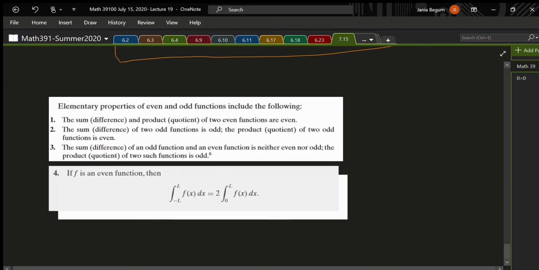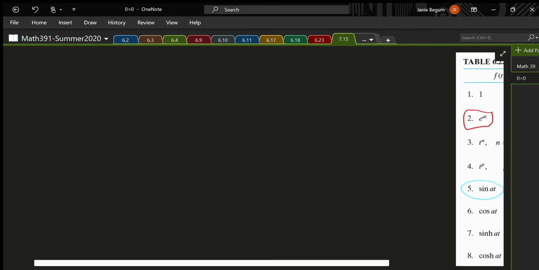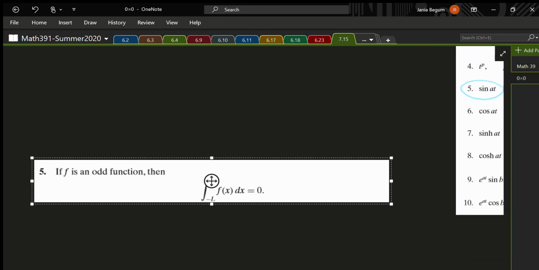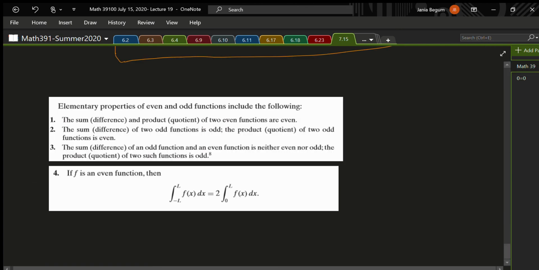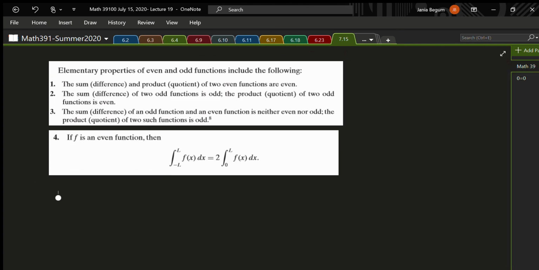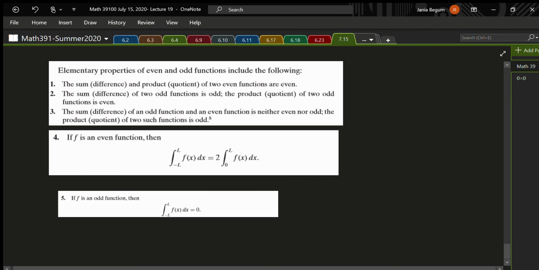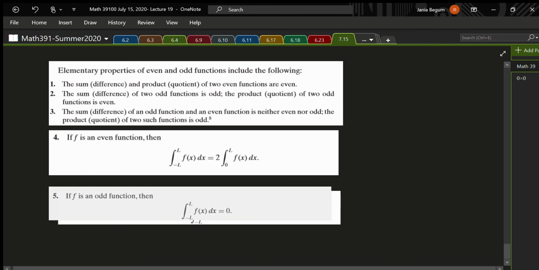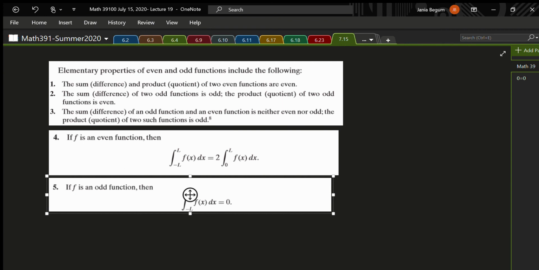Okay, so here's number 4, and there's one more. So these you should have already seen sometime in the past when you took calculus, probably. I'm not sure which course, but you should have seen it somewhere. They shouldn't be super new. They should be like review. So let's check this out.